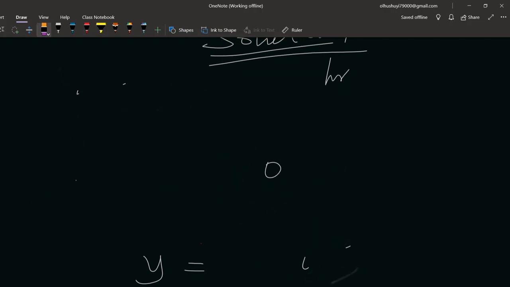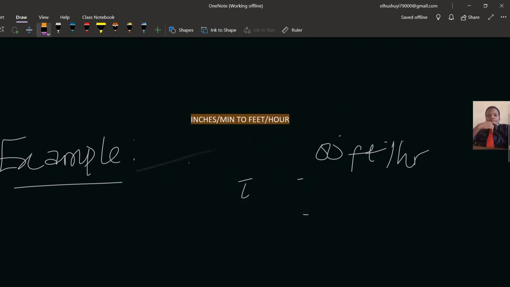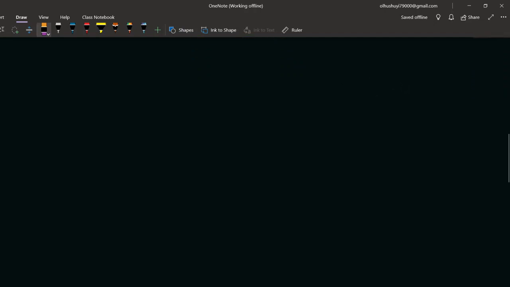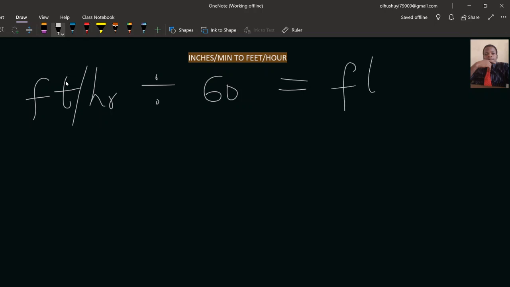Others that we have, still have like about 2 relationships under this alone. So we have, since you already know now the relationship between feet, inches per minute, and feet per hour. Also note this, that your feet per hour, when you divide it by 60, you guess what you have? You're going to be having feet per minute.